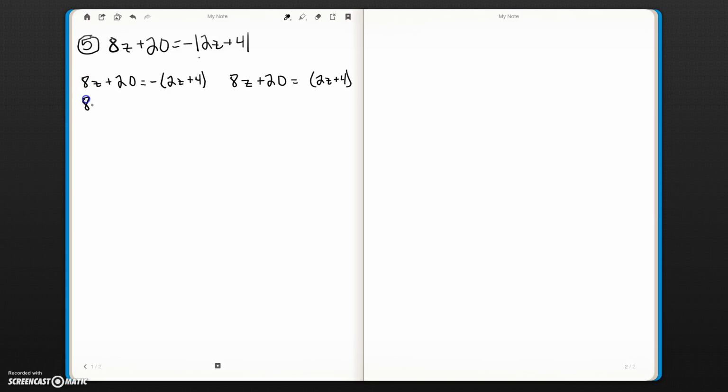Okay, so the first thing I need to do is distribute this negative over here. So I got negative 2z minus 4. Okay, and then if I combine like terms, I add 2z to both sides, I'm going to end up with 10z's. Then if I subtract 20, I end up with negative 24. If I go from there, I get negative 24 over 10, which is like negative 12 over 5.